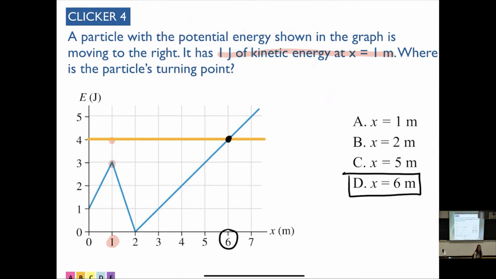So at every point, things have to add up. At 2 meters, how much kinetic energy do we have? 4 joules. How much potential energy do we have? 0. At 4 meters, how much kinetic energy do we have? How much potential energy do we have? 2. So at each point, potential energy plus kinetic energy just has to add to 4.